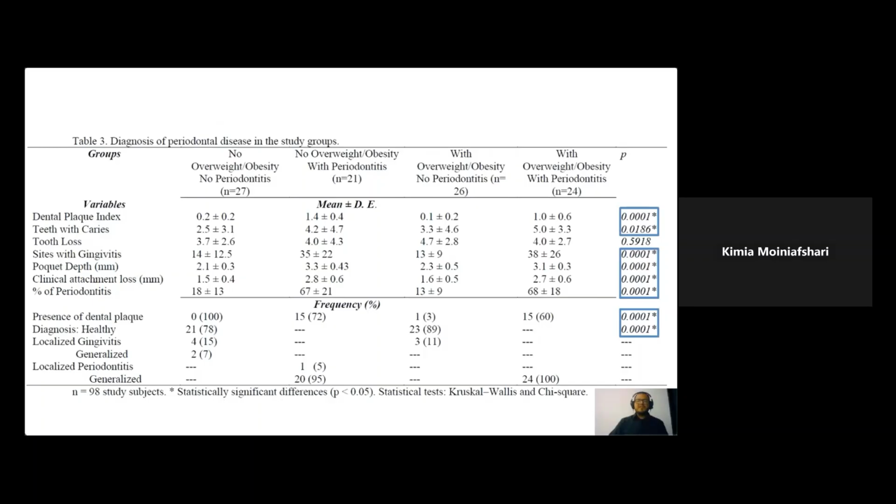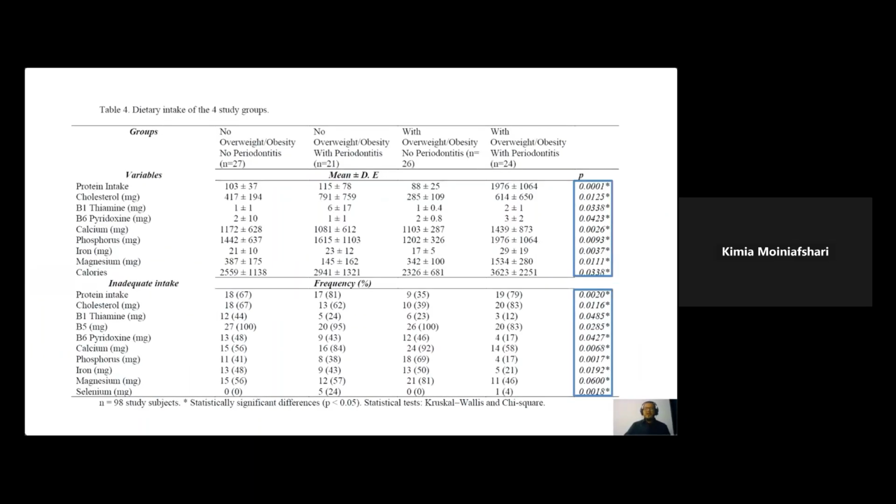We observed significant differences in plaque index, number of decayed teeth, gingival sites, probing depth, and attachment loss. All of these values were higher in participants with periodontitis, especially in those with obesity. Overall, obesity appeared to intensify periodontal inflammation and tissue destruction. We also found differences in dietary intake.